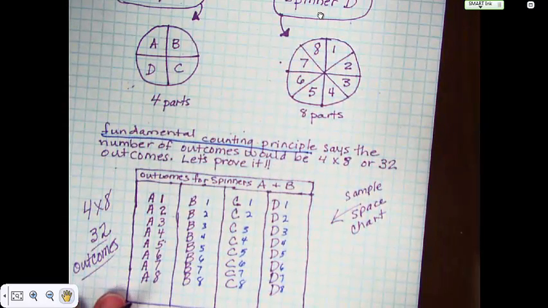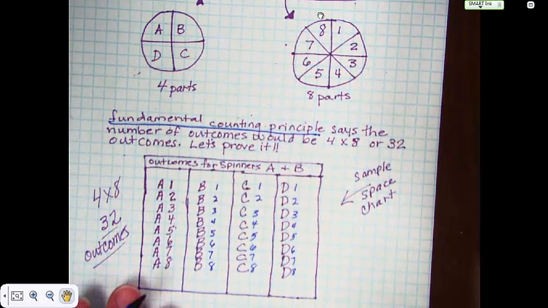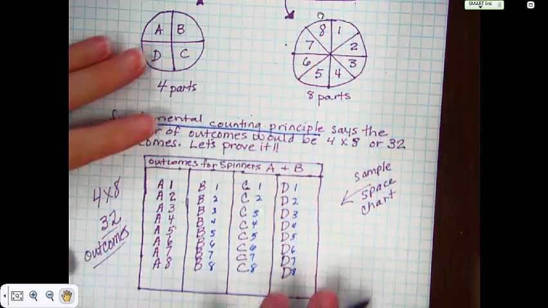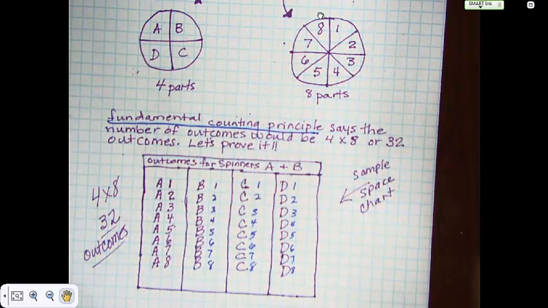It says that the number of outcomes is going to be 4 times 8, which is the total parts on each spinner multiplied times each other. We just proved it.